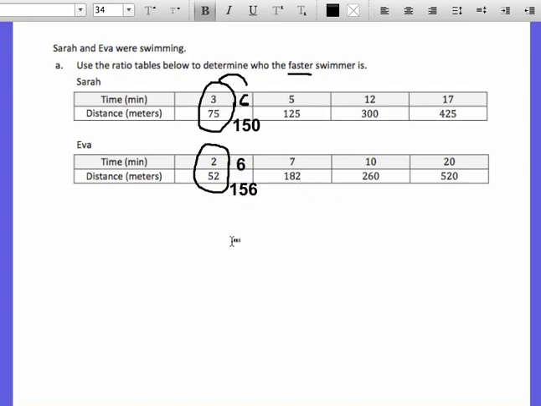Okay, so now we have a common piece of information, so that when we make a claim, we have some evidence. I can make the claim that Eva is the faster swimmer, because if they both swam for a common period of time, 6 minutes, Sarah would travel 150 meters, and Eva would travel 6 more meters, 156 meters.